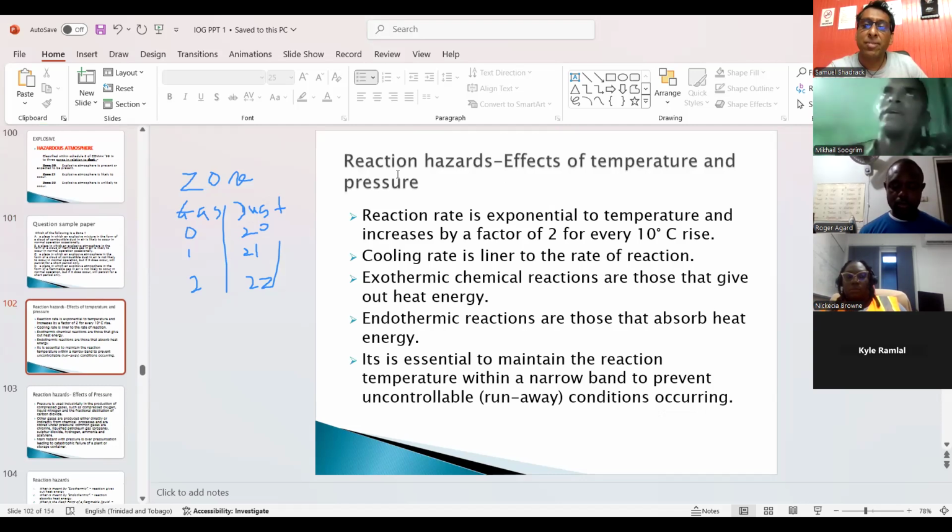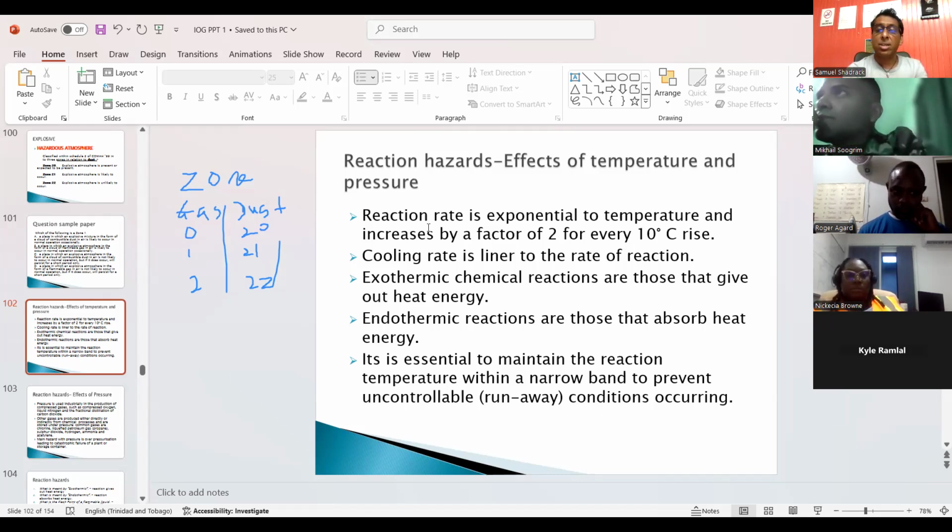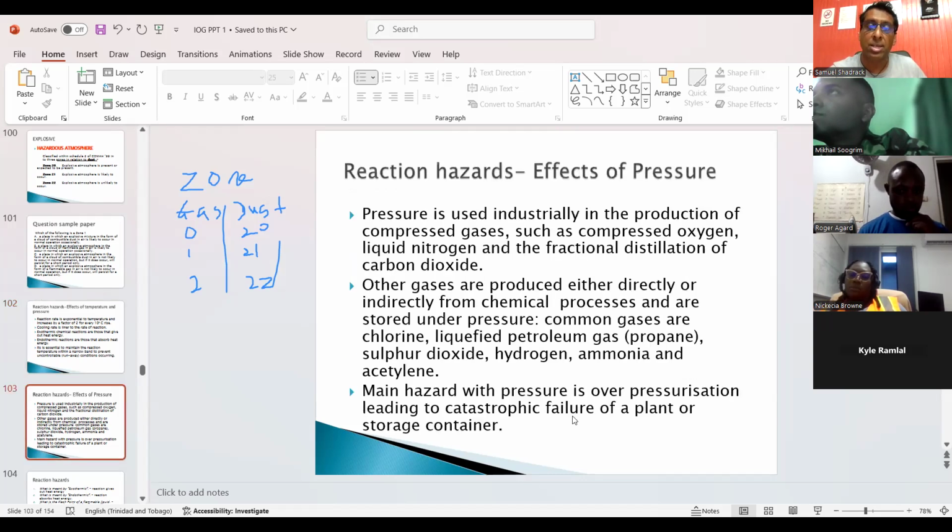So, reaction hazards, effects of temperature and pressure. Reaction rate is exponential to temperature and increases by a factor of 2 for every 10-degree rise. Cooling rate is linear to the rate of reaction. Exothermic chemical reactions are those that give out heat energy. That's a nice definition. In this exam, they could ask what an exothermic reaction is. Endothermic reactions are those that absorb heat energy. It is essential to maintain the reaction temperature within a narrow band to prevent an uncontrollable or runaway condition occurring.